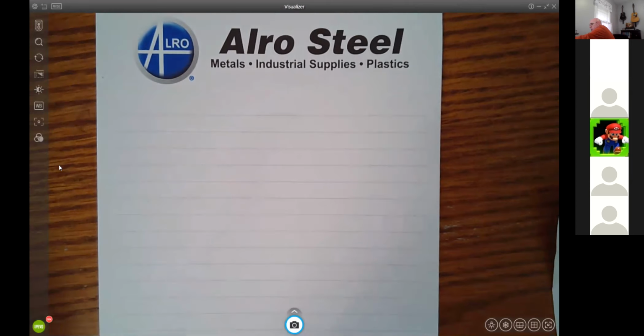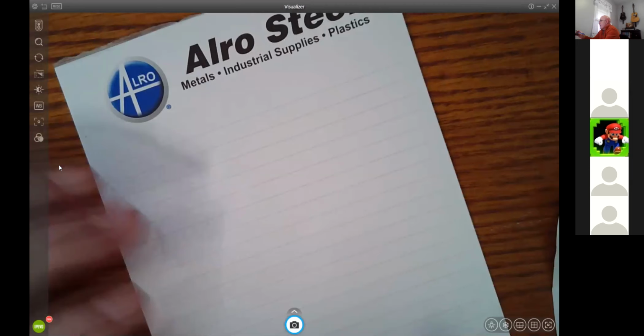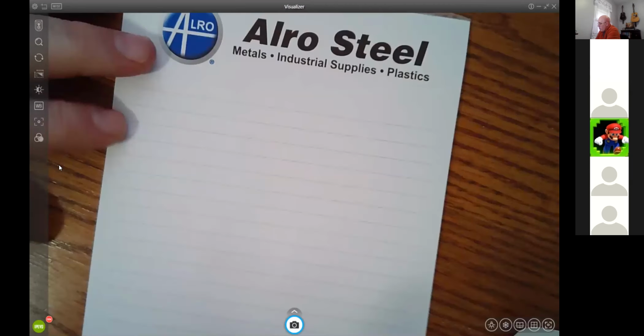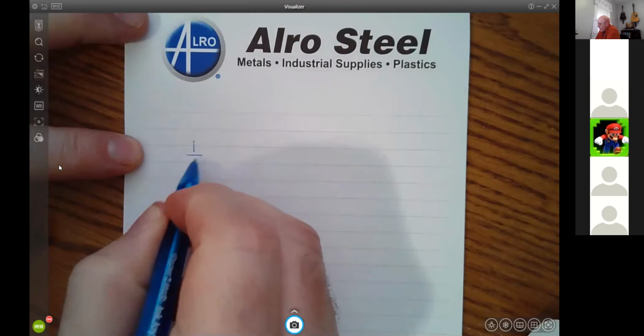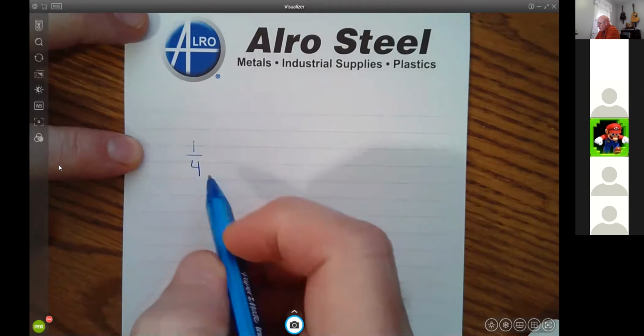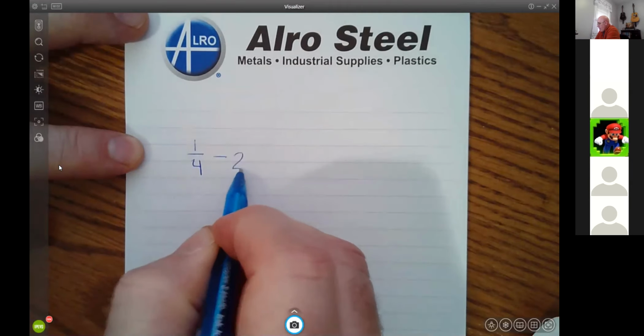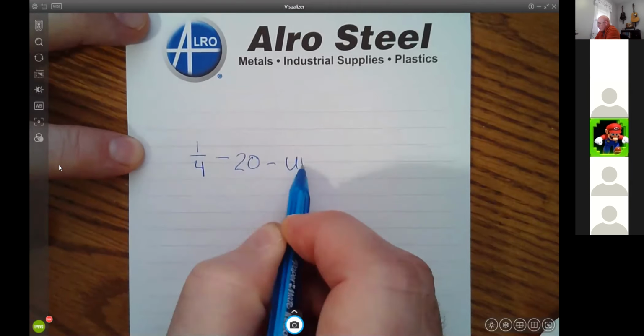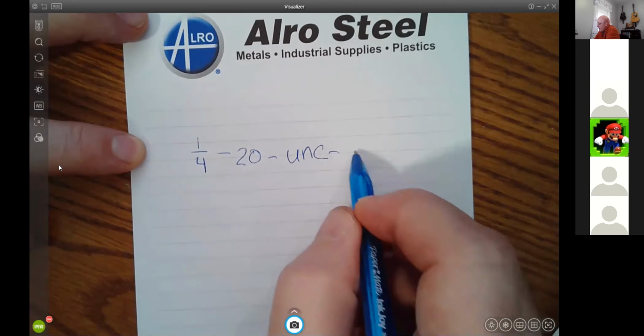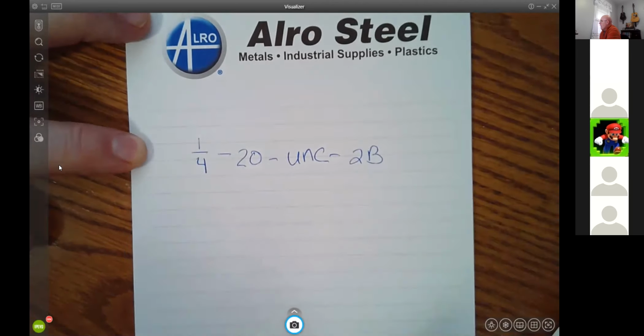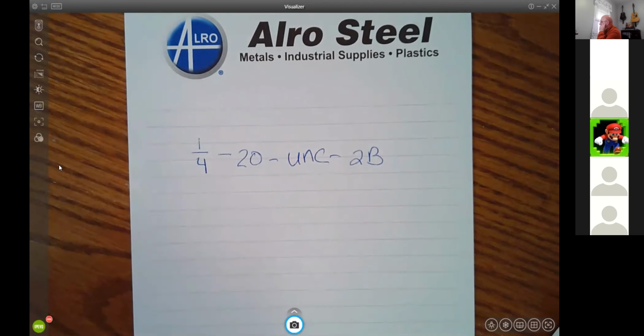All right, so you're going to see something on the test, and I'm sticking with my quarter 20. It's going to look like this: quarter 20 UNC 2B. What does the quarter stand for?